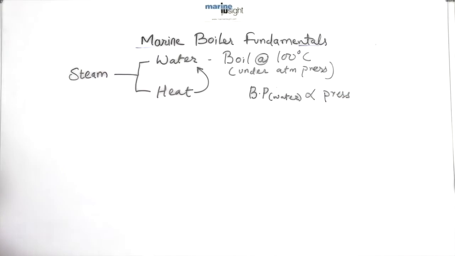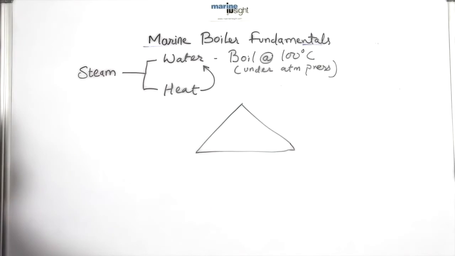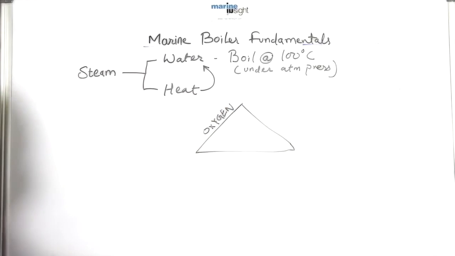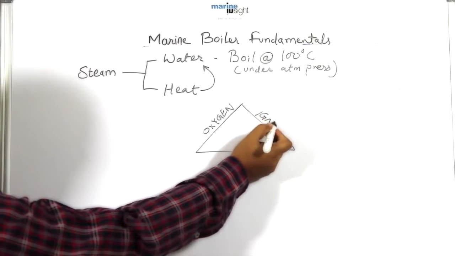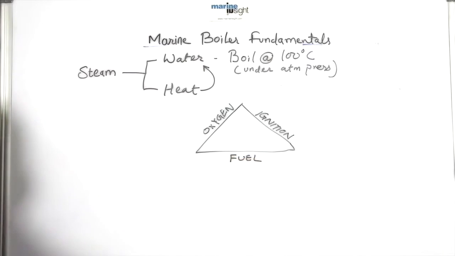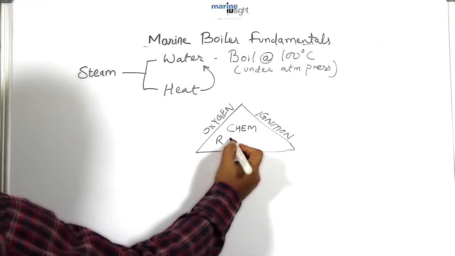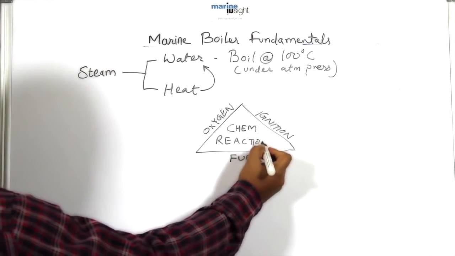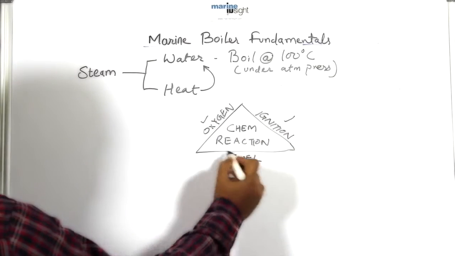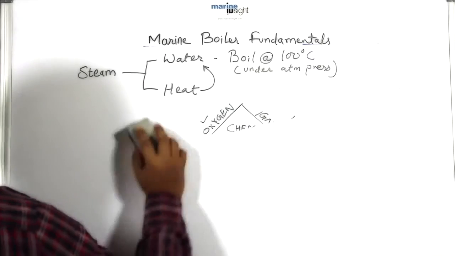To produce heat through fire inside the boiler, the three sides of a fire triangle must be satisfied. A fire triangle consists of oxygen, ignition source, and fuel. One more important factor involved in the fire triangle is the chemical reaction. When all three sides of the fire triangle, that is oxygen, ignition source, and fuel, are in correct balance, a chemical reaction occurs which creates fire.